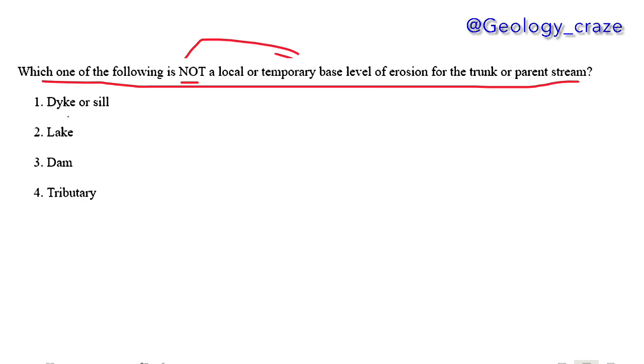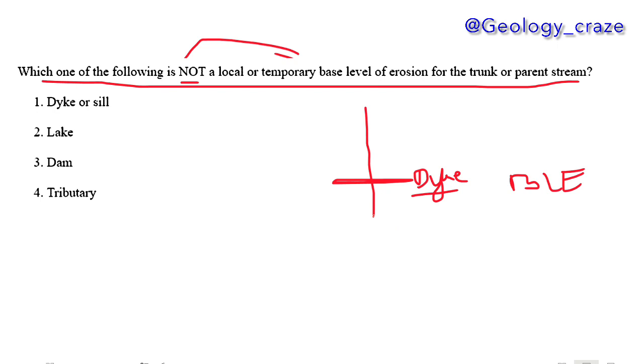If some river, the parent stream, is flowing like this, and we get a dike like this, this dike or sill will affect the base level. Now if the dike is not there, if we get a lake in between, it is also a local or temporary base level of erosion, because upstream of that, erosion will not take place.